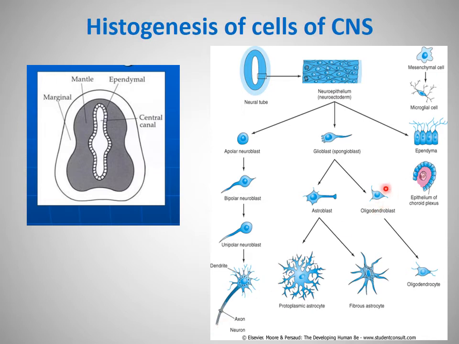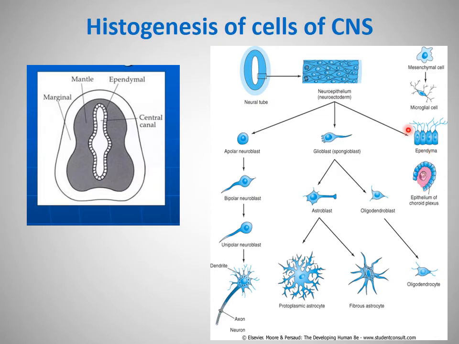Now, another type of cells, the ependymal cells from the ependymal zone, which line the central canal, are tall columnar cells, ciliated tall columnar cells, and they have the choroid plexus, and they will help in the formation and the circulation of the CSF.